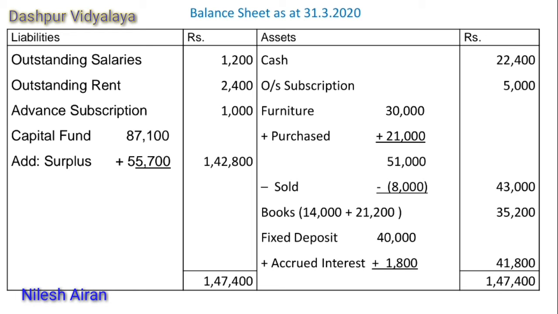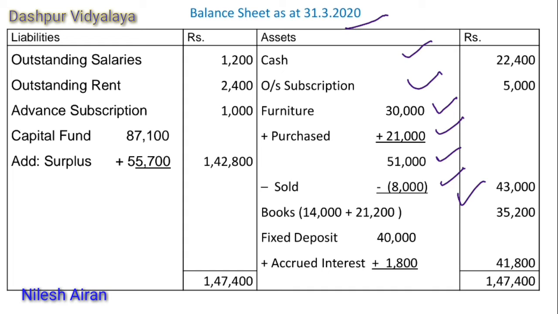You can see here the balance sheet. In balance sheet all the assets, closing assets are recorded because we are preparing here the balance sheet on 31st of March 2013. Cash balance we are given, closing cash balance rupees 22,400. Outstanding subscription on 31st of March rupees 5,000. Furniture we are given 30,000 rupees. We purchased additional furniture worth rupees 21,000, so it will be 51,000. Then we have sold furniture worth rupees 8,000. So the net amount of the furniture will be 43,000.